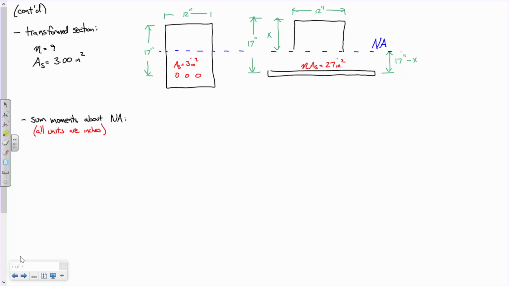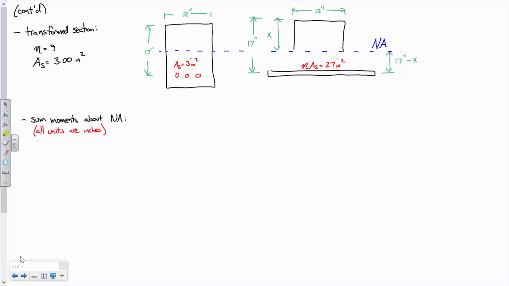Okay. Now, let me explain what I'm doing here. I am trying to determine what this value of x is, and I'm going to do that based off equilibrium. In other words, I've got this neutral axis. I propose that the neutral axis has to be at that magical location where the moment contribution provided above the neutral axis is equal to the moment contribution provided below the neutral axis. Let's take this one step at a time.